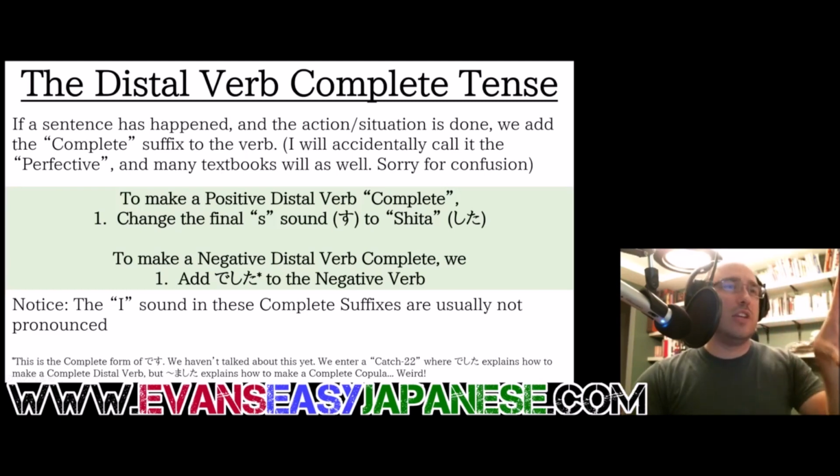The reason why it's a catch-22 is because we're learning the distal verbs first. So when we learn the plain form, the direct form, that goes away. Anyway, just don't worry about it.